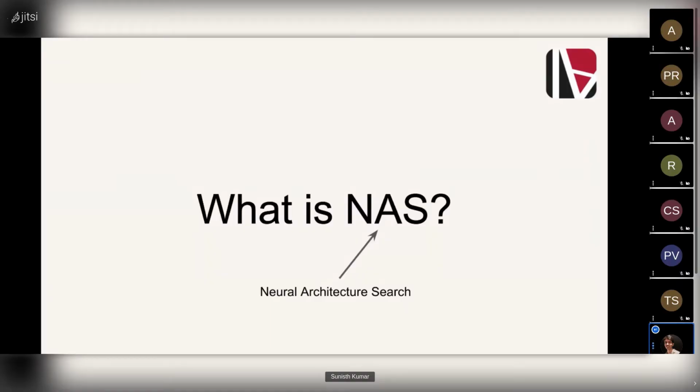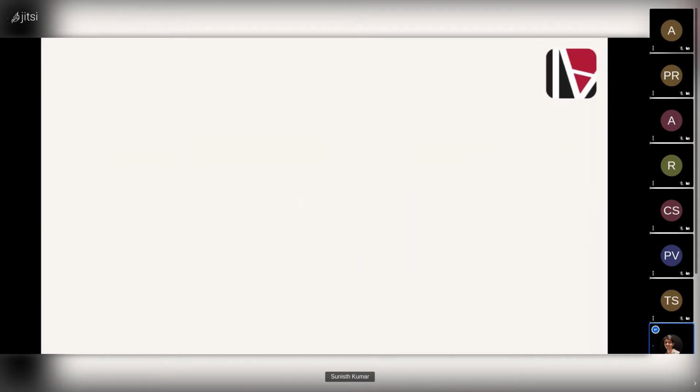Architecture search is an algorithm, a technique to automate the process of manually designing network architectures. This is a relatively new field, which was first introduced by a team of researchers at Google Brain a few years back. And let's see what's more to it.